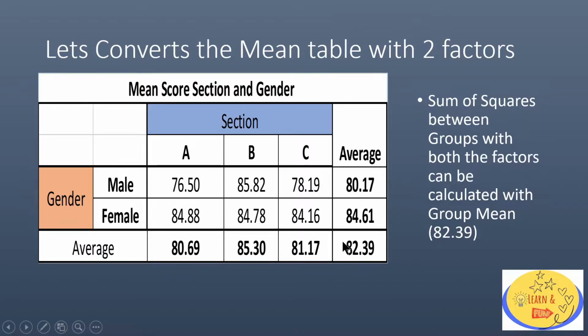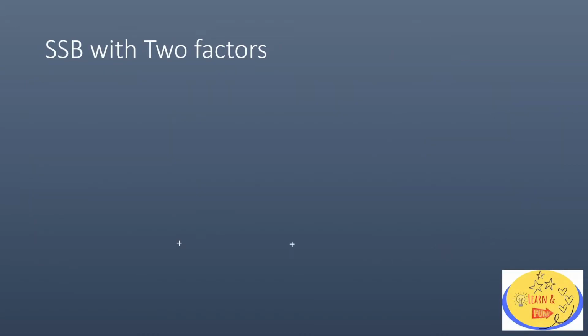The final is exactly the same as what we got just now from the total sum of square as well. Okay, so this is the grand mean which we are going to use for our deviations. Okay. Now let's say SSB with two factors.